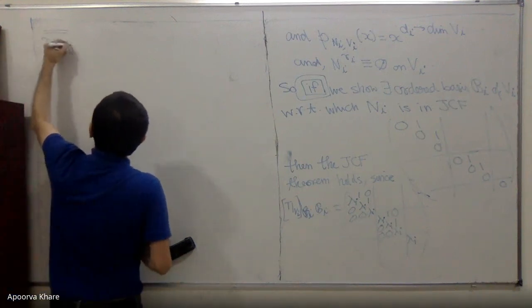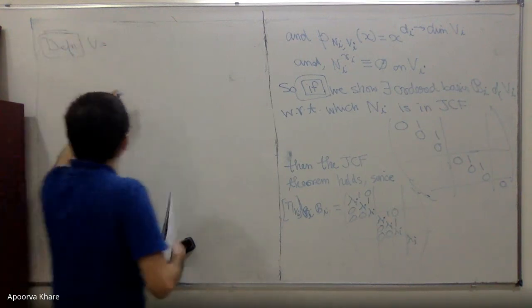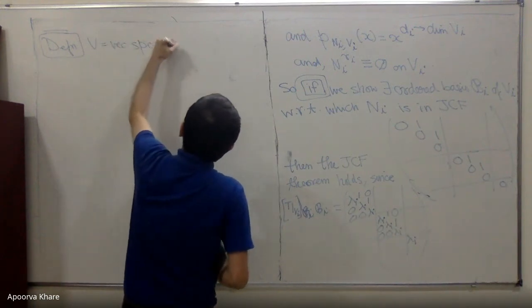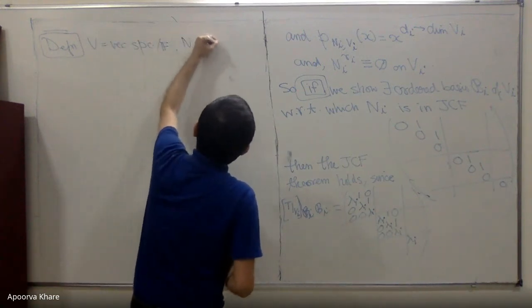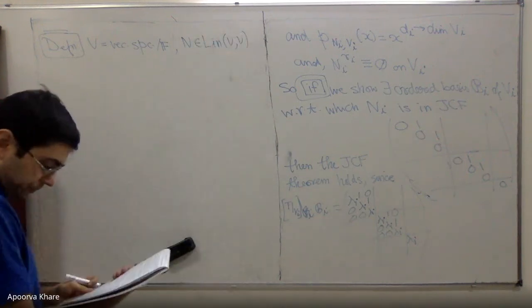So, definition. Let's say V is a vector space. First of all, for this I can take any vector space over F. And N belongs to the linear maps, N is a linear map from V to V. Okay, great.